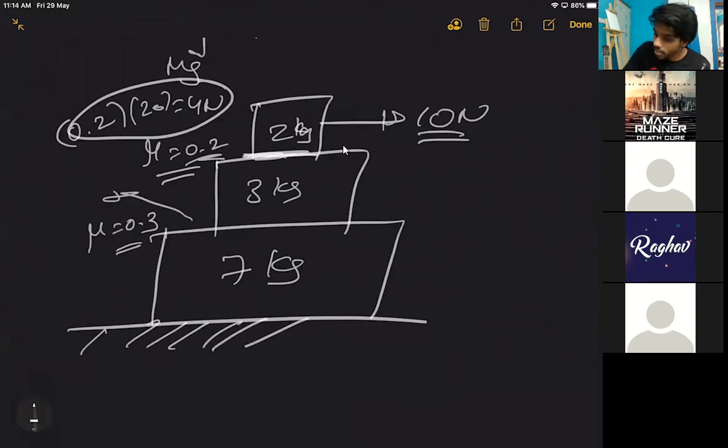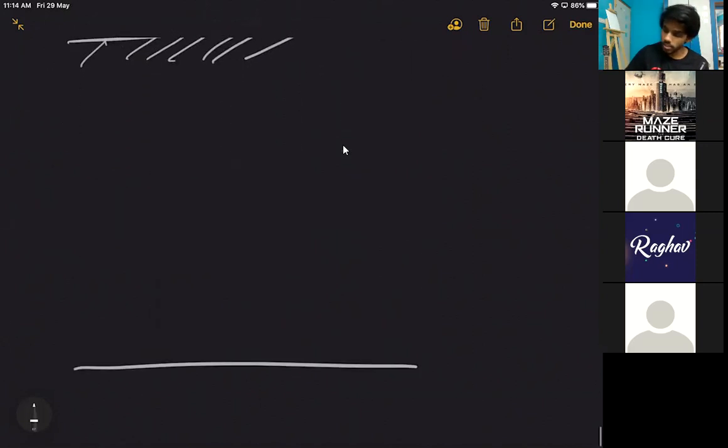What is the maximum friction here? 0.3 into 50, that is 15 newtons, right? Yeah. So because of these frictions, we have to find the maximum accelerations that they can travel with. I'll show you that. Wait a second.